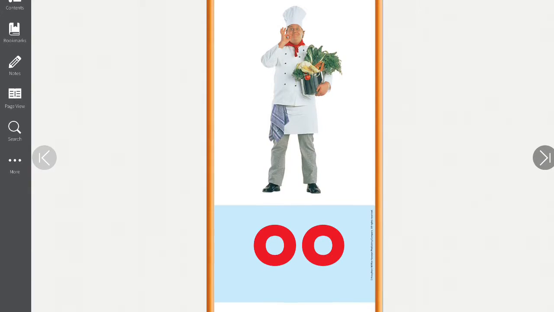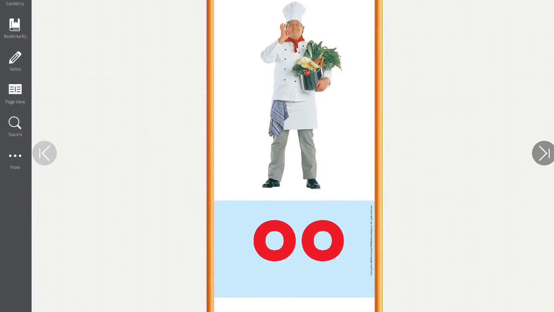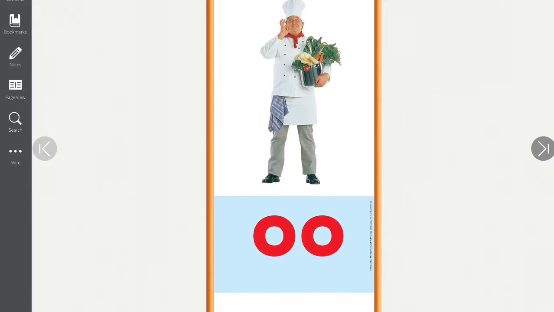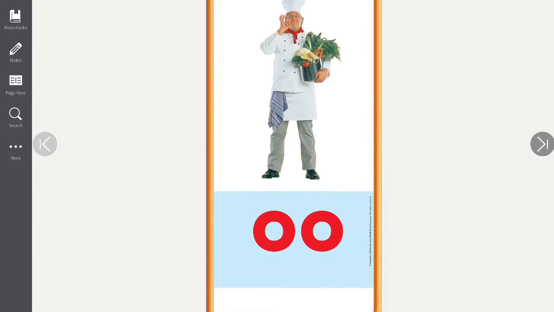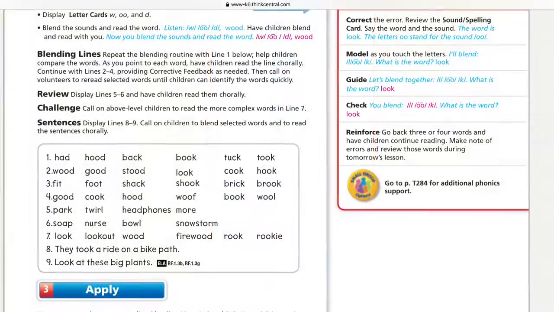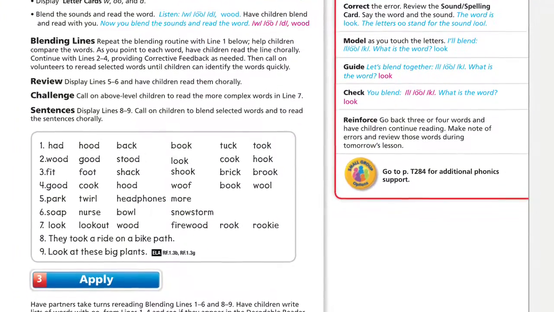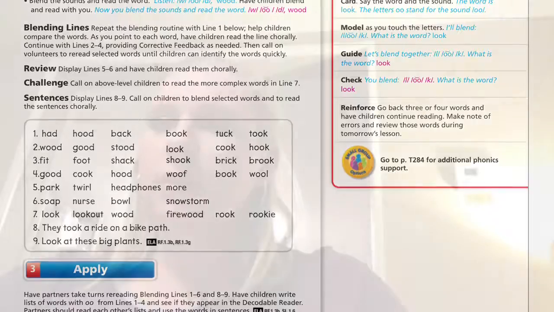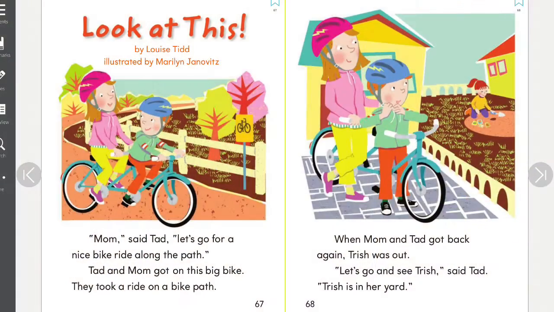Read the word with me. Foot. Now write and read the following words: hook, hood, and stood. Pause the video and read lines 1 through 9. Pause the video as needed and at your own pace, read the following decodable reader.